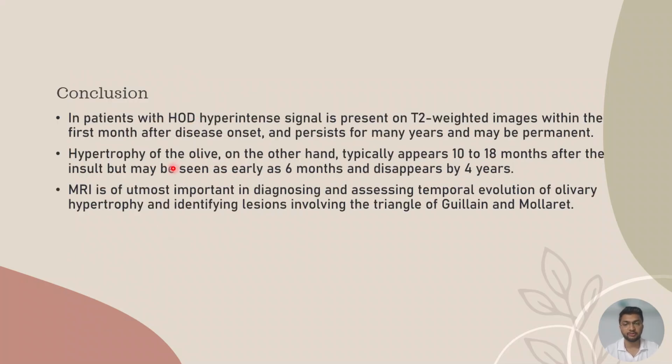Conclusion: in patients with hypertrophic olivary degeneration, hyperintense signal is present on T2 images within the first month after the disease onset and persists for many years or may become permanent. Hypertrophy of the olive, on the other hand, typically appears 10 to 18 months after the insult, may be seen as early as 6 months, and may disappear by the 4th year. MRI is of utmost importance in diagnosing and assessing the temporal evolution of the olivary hypertrophy and identifying lesions involving the triangle of Guillain and Mollaret.